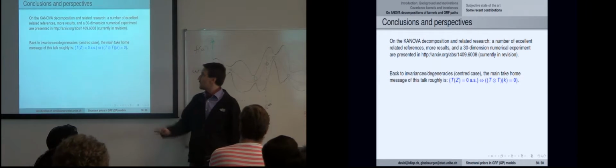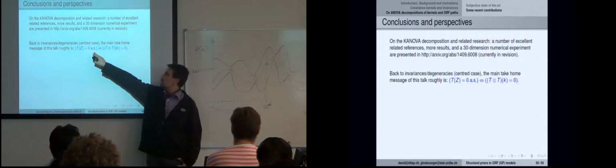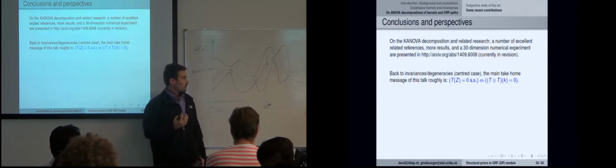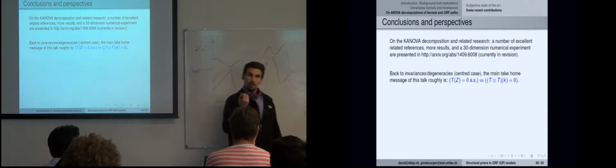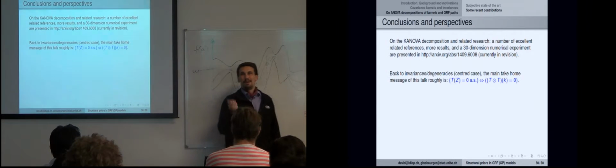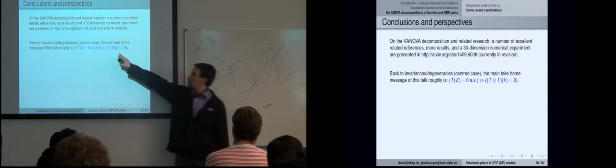Back to the invariances and degeneracy results, I think the take-home message is really the following. T of Z is equal to 0 almost surely if and only if T tensor T of K is equal to 0. In other terms, if you have an invariance or a mathematical property in your system that you know in advance and you can cast it as being in the kernel of some operator T, then you can impose it on your GP by imposing that on your kernel.